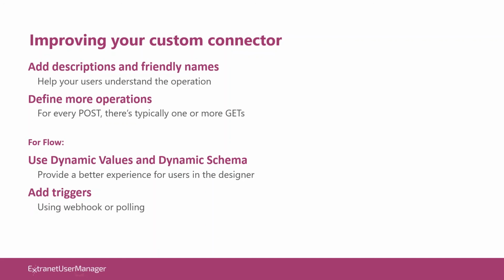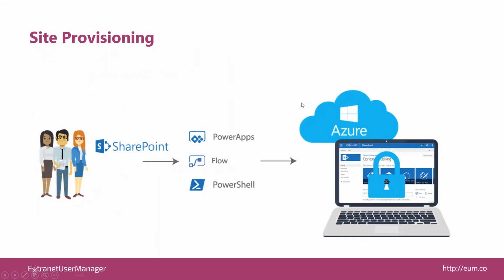Dynamic values and dynamic schema are for the user experience as the designer. And we didn't talk about triggers. We're going to come to that in a minute. Can we cause an action to happen? Let's start a flow workflow based on something that's happening in our other system. That's what a trigger is. So let's go through some more of those scenarios as we go through here.